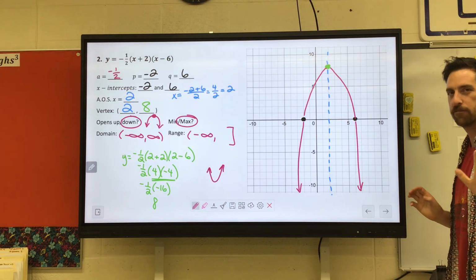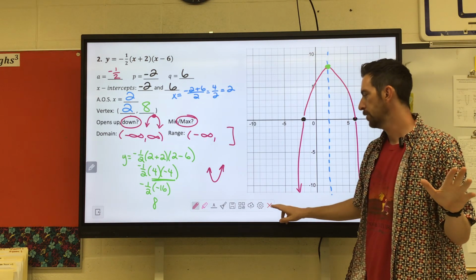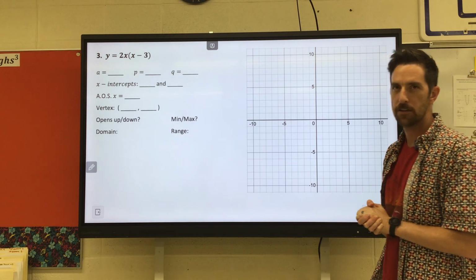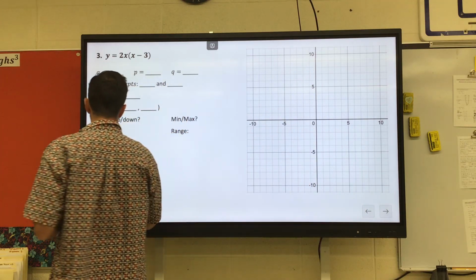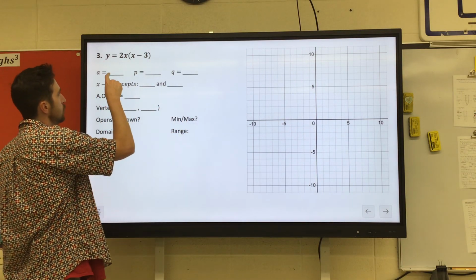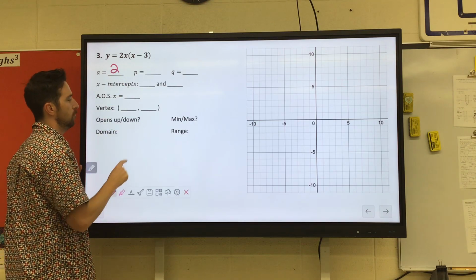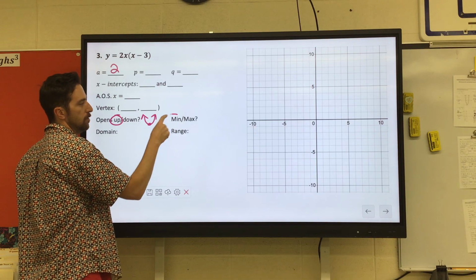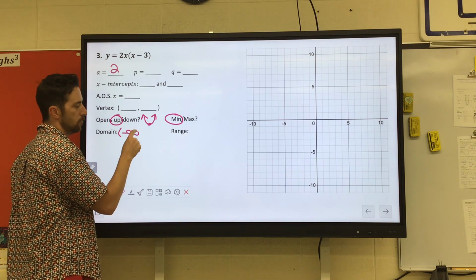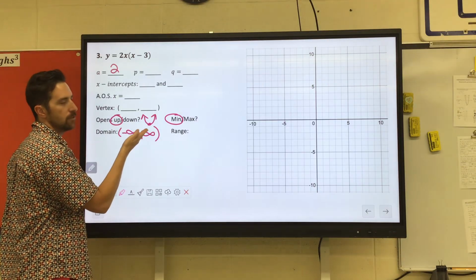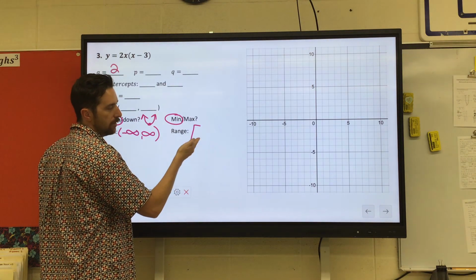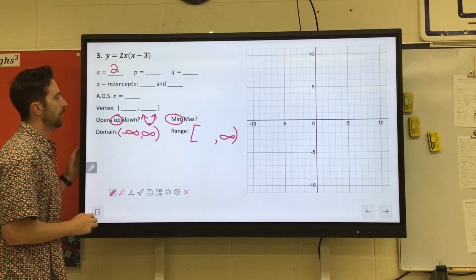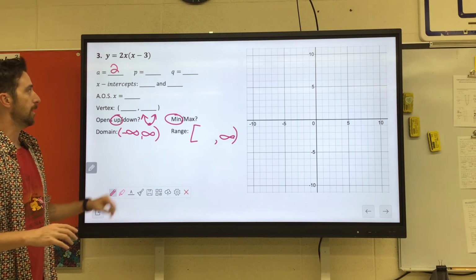Now I'm going to throw a curveball your way. You ready for this? Oh my gosh, y equals 2x times x minus 3. The curveball is with that 2x. So the A is still 2. It's positive, which means that it will open up, which means the vertex will be the minimum point. We know domain is all real numbers. And if it's the lowest point, we're going to put bracket, whatever that y coordinate is, and it's going to go towards positive infinity. We could tell all that stuff just from the A.